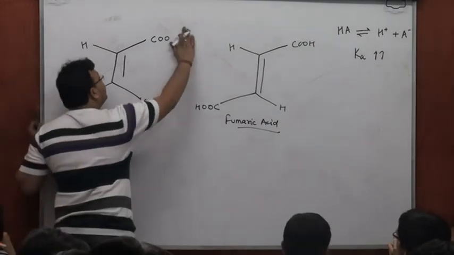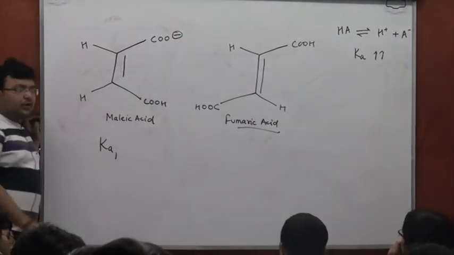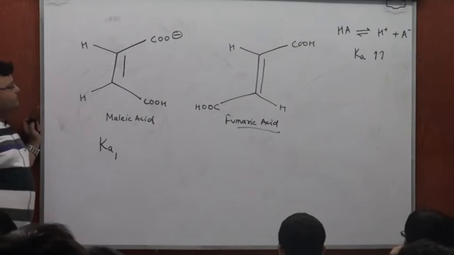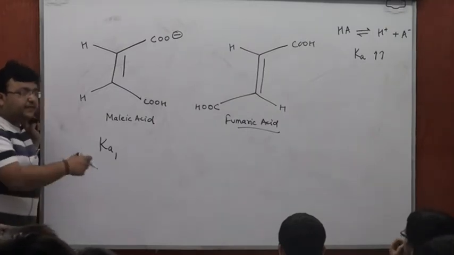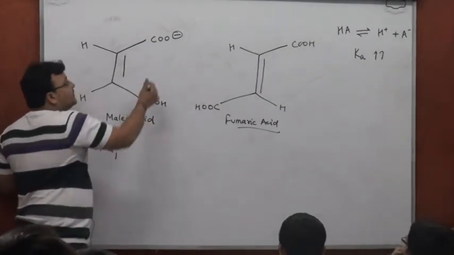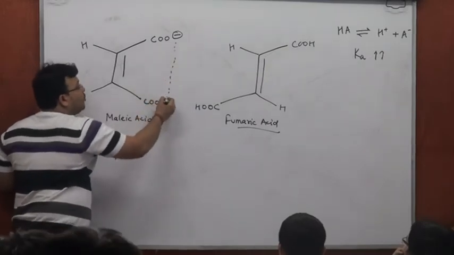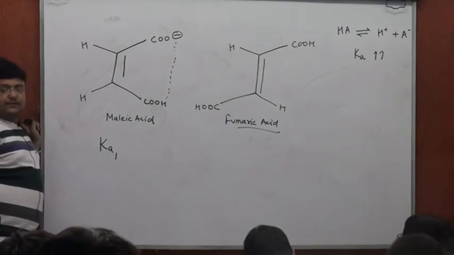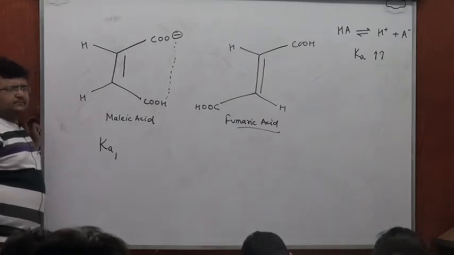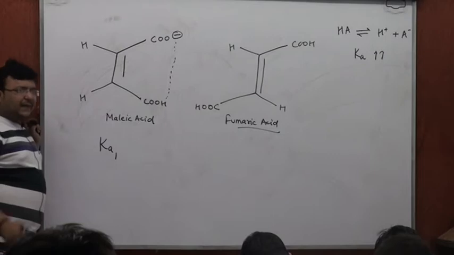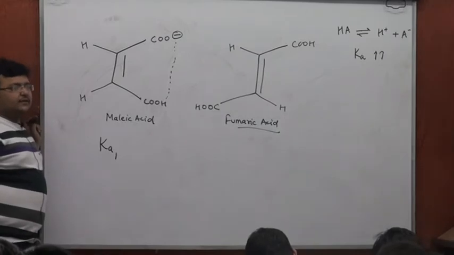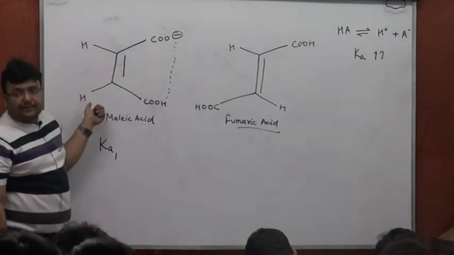Now when it loses H plus, there's going to be the maleate anion, sodium or potassium maleate. Now if it's the cis form, where the two COOH groups are on the same side of the pi bond, this negative charge could be stabilized by hydrogen bonding. You understand me? Malic acid is more acidic than fumaric acid, because in malic acid you have two COOH groups on the same side of the pi bond.